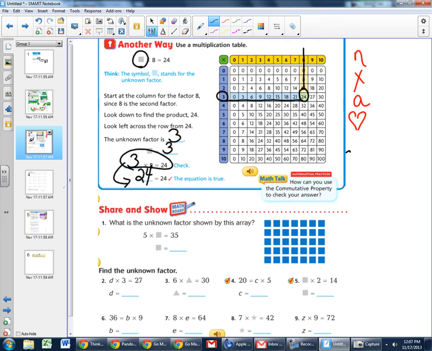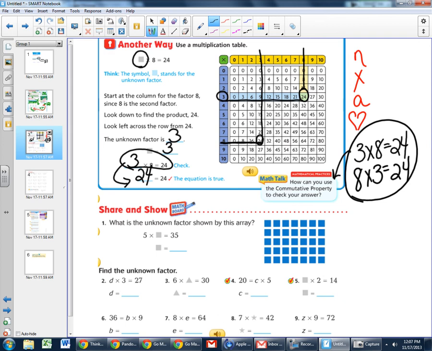Now, it wants to know how you can use the commutative property to check your answer. We know that 3 times 8 equals 24, but what is 8 times 3? Again, looking down your 3, you find 24. Going back, we know that 8 times 3 equals 24. So now we know we are definitely right.